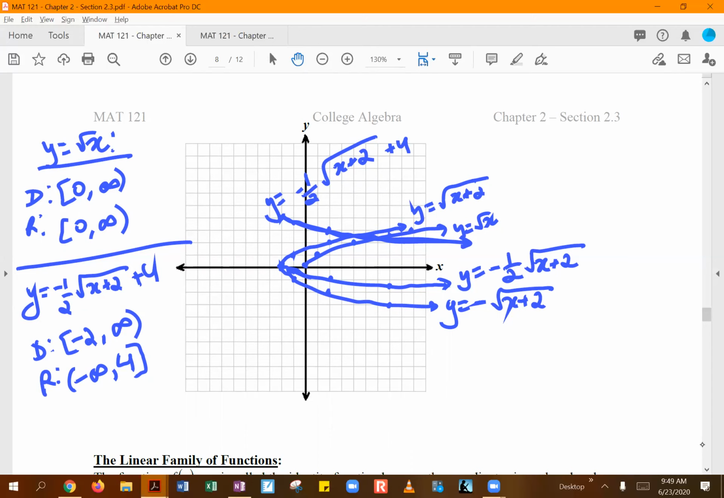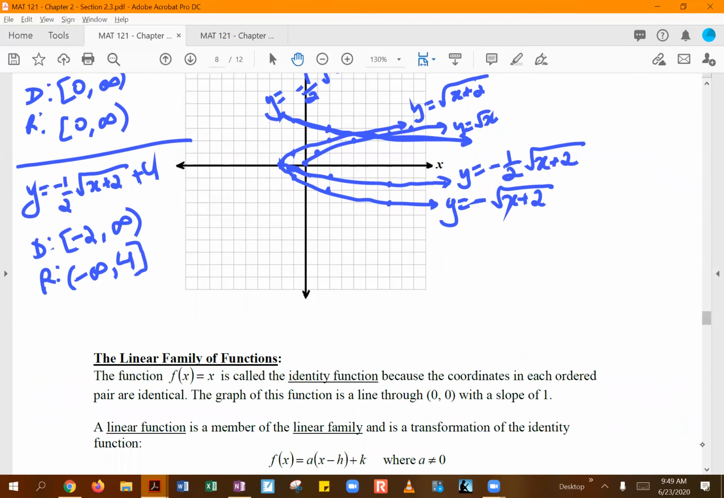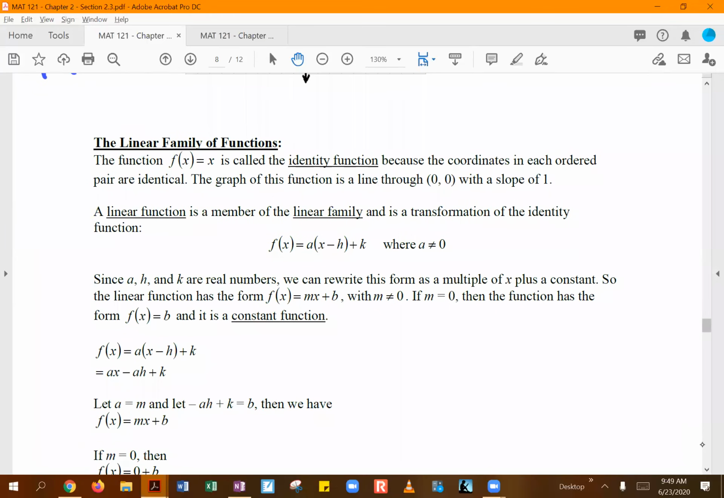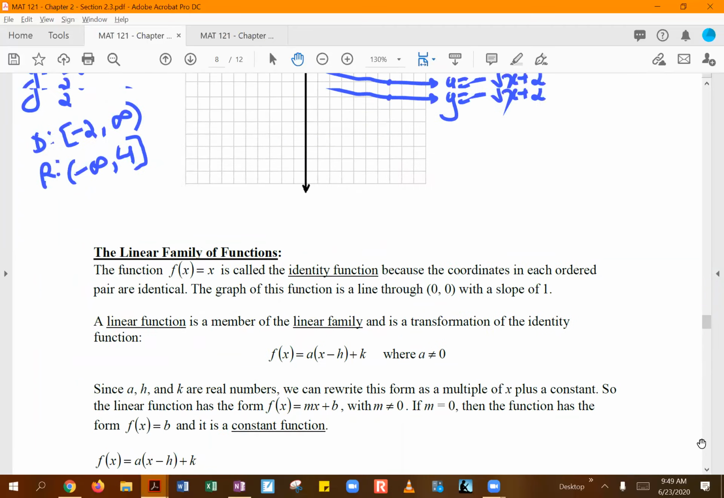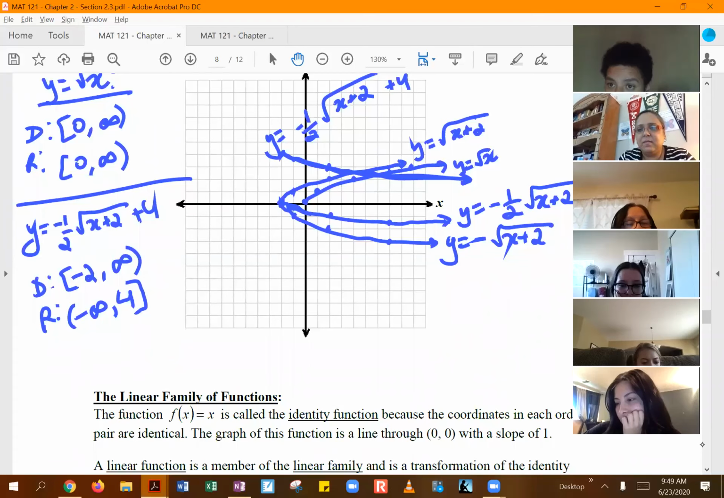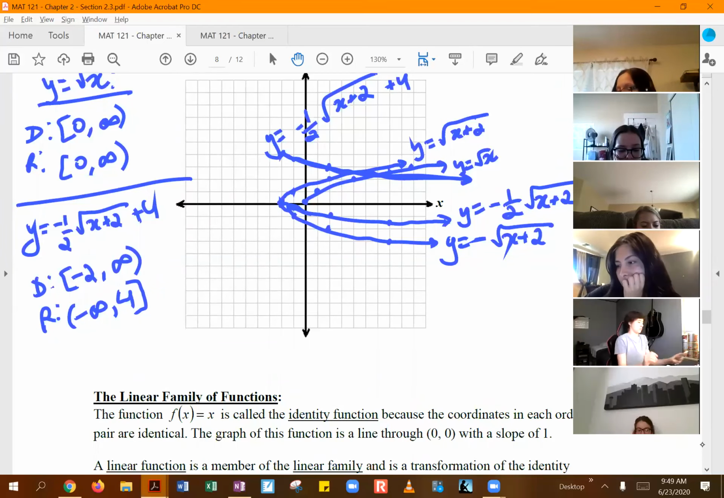So each function is going to be so different based on whether you are looking at a parabola, a square root function, or a straight line. All of those can make a difference on your domain and range, and of course, what the final result will look like. So before we move forward, did any of you have any questions on this? No?